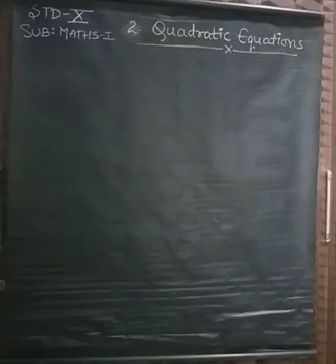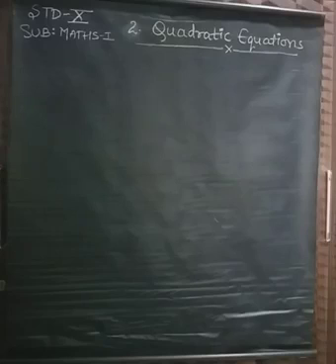Today we are going to start a new lesson, that is quadratic equation. In the previous lesson we studied the linear equation. Now, what is a linear equation? The equation in two variables where the highest power of the equation, the degree of the variable, should be 1. Then such a type of equation we call a linear equation.